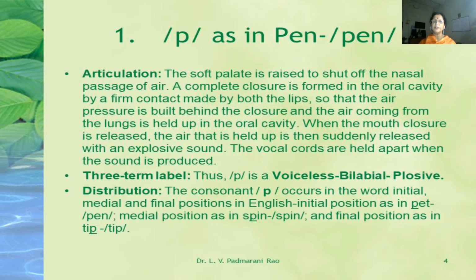So, the 3-term label for the production of the p sound is voiceless because the vocal cords do not vibrate, bilabial because the place of articulation is the 2 lips, and plosive because the manner of articulation is a compression of the air and a sudden release with explosion. Distribution wise, the consonant p occurs in the word initial position, as in PET, pet, medial position, as in SPIN, spin, and final position, as in TIP, tip.